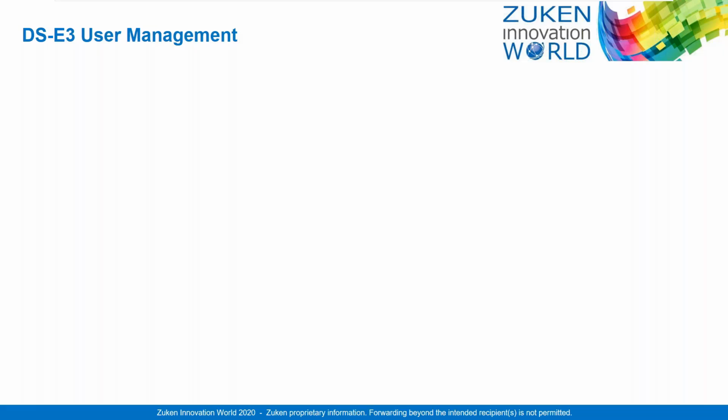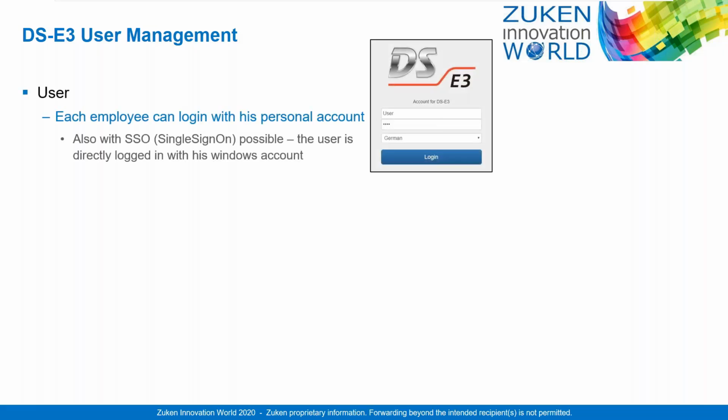So the first is user management. So to start with, the DS application, which sits inside the E3 tool, will enable a logon to the DS environment. Each employee can be given a logon with his own personal account, which is managed within the DS environment. Or alternatively, if your IT people want to work in this way, we can enable it to work with the Windows credentials so that you can perform a single sign-on type of logon.